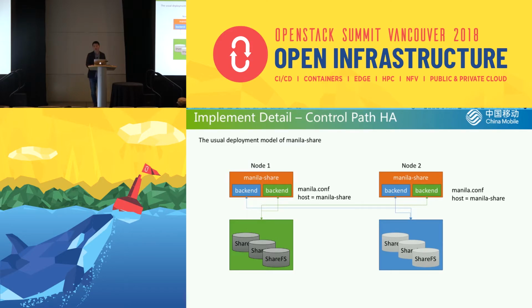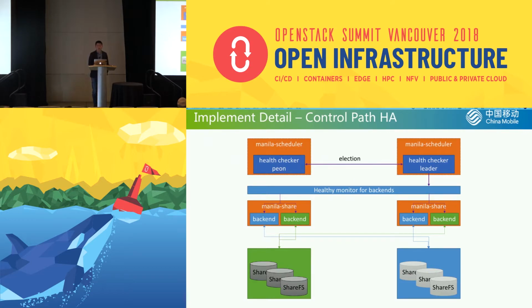So we add a health checker in Manila to make the backup share service take over the shares which are in the uncontrollable state. We add a child module named health checker in the Manila scheduler. Although this is not quite in line with the original design of the scheduler, we think it's much better than providing a separate module. The health checker is functionally independent of the system scheduling, although they use the same module.